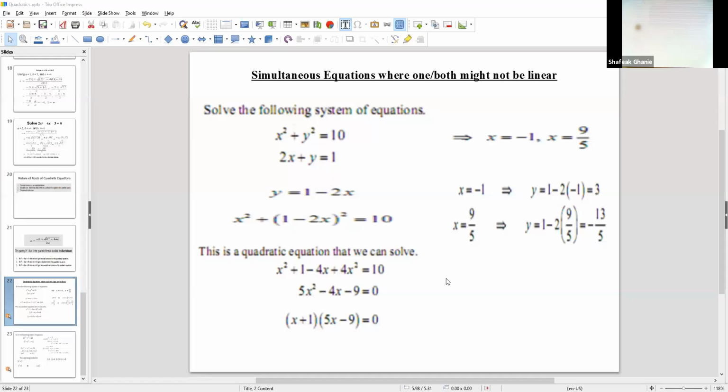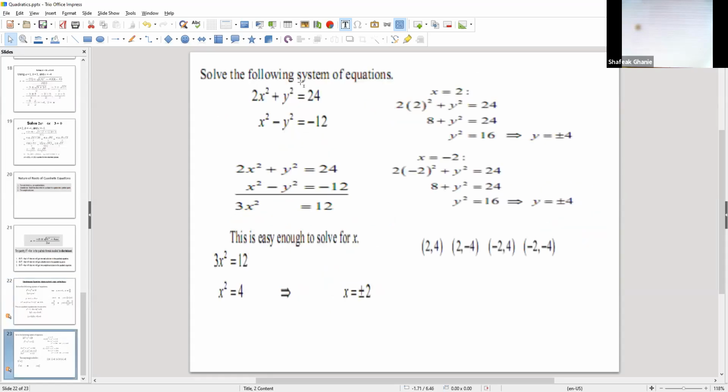All right. During the next class, remind me to show you what the graphs look like. Let me just show you these two graphs. Let me write it down: 2x squared plus y squared equal 24. I just want to show you why we got 4 solutions, 4 pairs of solutions here, 4 sets of coordinates.